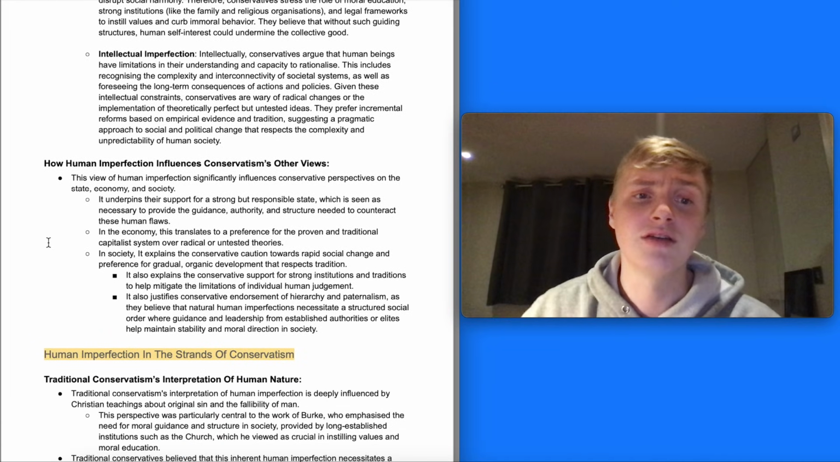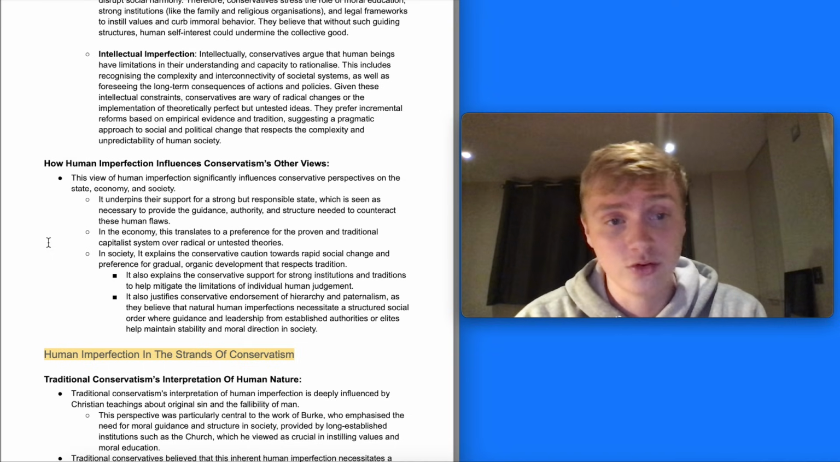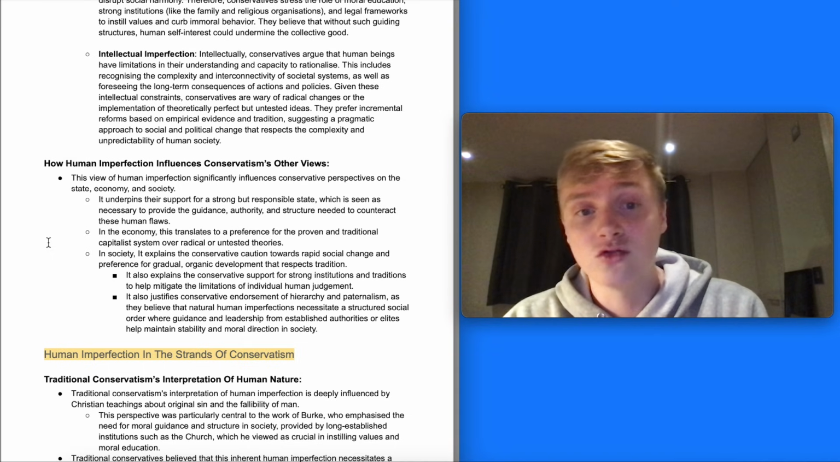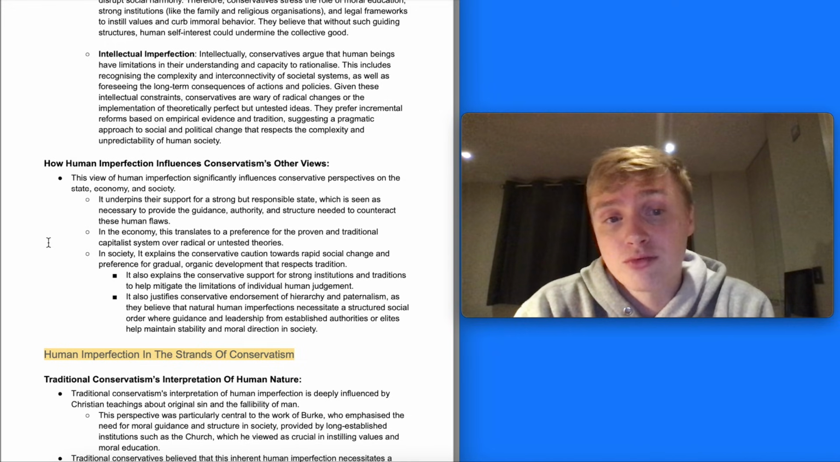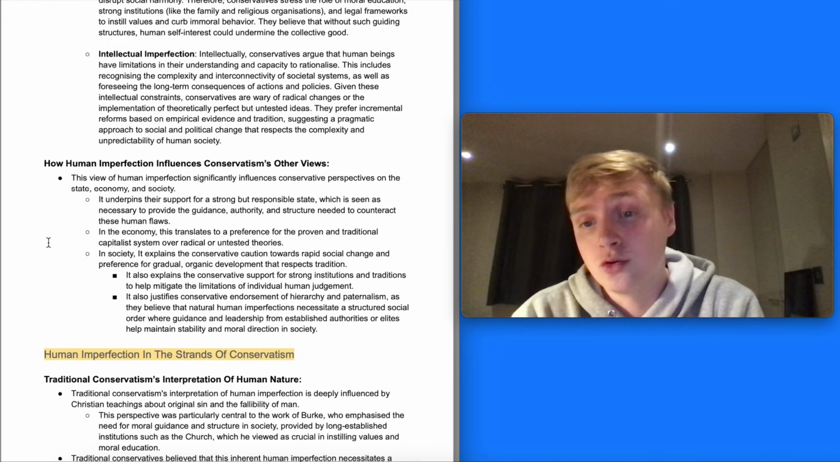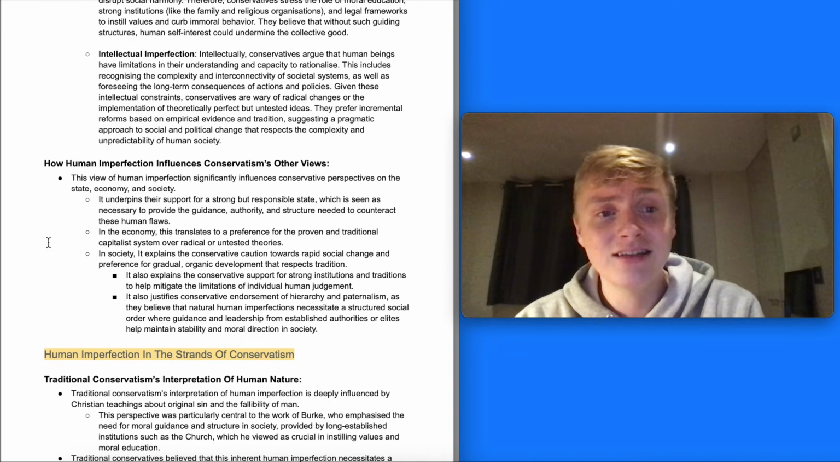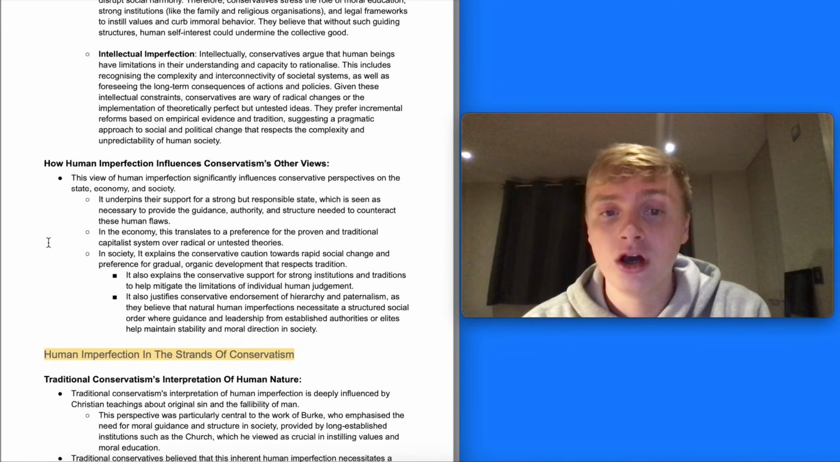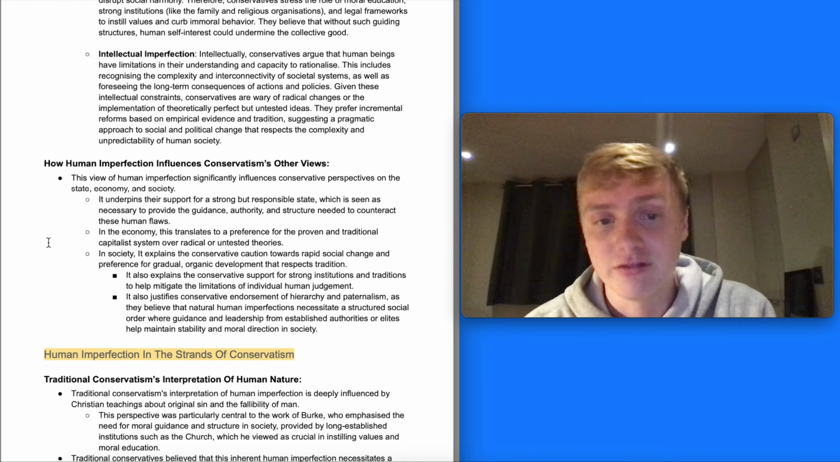And this is key to shaping their other views in society. It underpins the support for a strong but responsible state to provide guidance, order, and security. It translates into a preference for the proven and traditional capitalist system over radical and untested theories in their economic views. And in society it explains their real caution towards rapid social change and their preference for gradual, organic development that respects tradition.